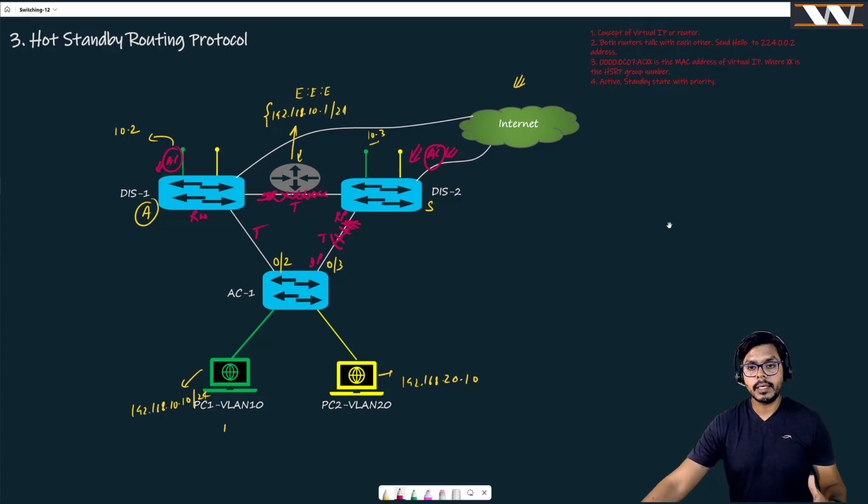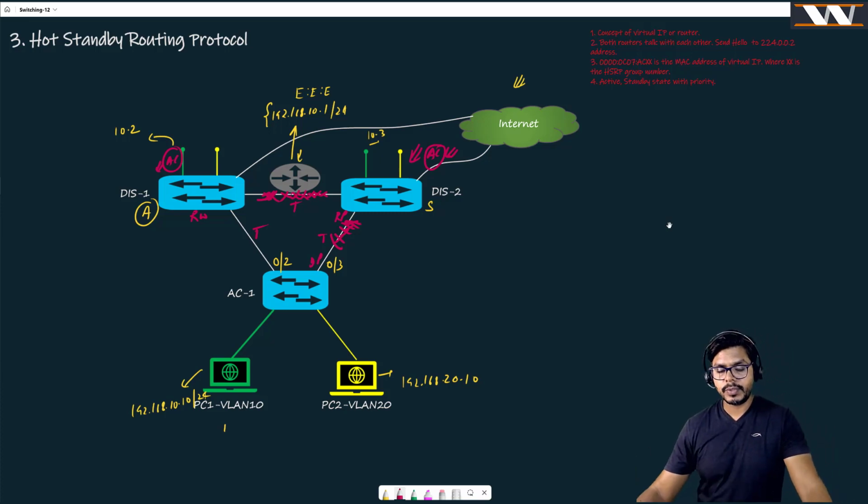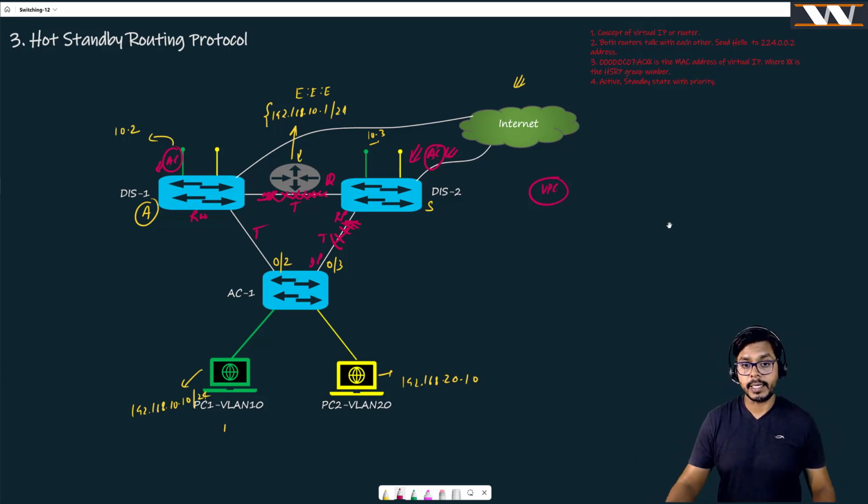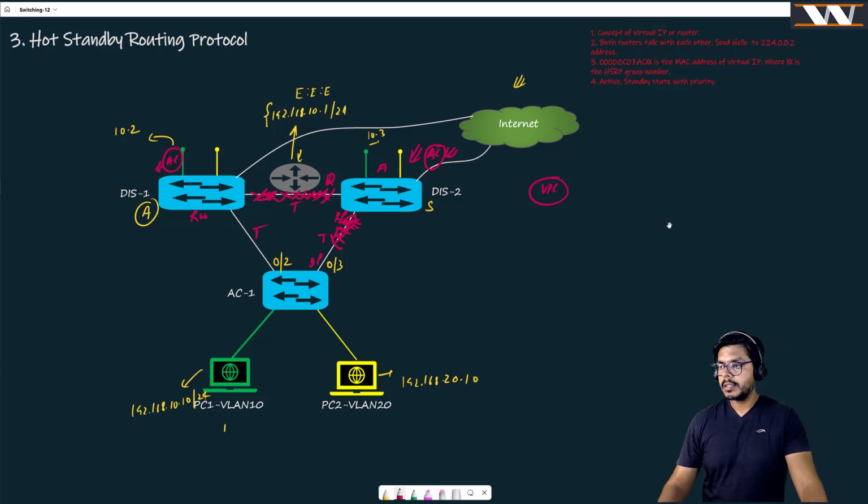I think you are getting a little bit confused with the VPC. In VPC, this point to point link is actually two links, which is a peer link and we are going to talk about it. But definitely in this case, it is not going to be much of a problem. But yes, you are right that if we somehow block these two links, then both of these HSRP routers will become active. Okay, you are right in this.